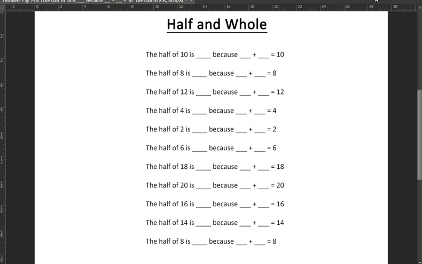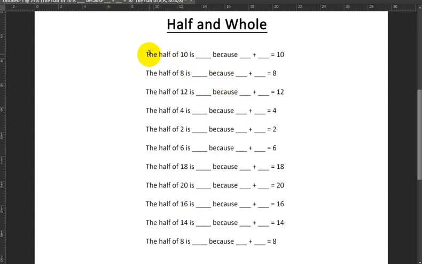Hello everyone, in this video we will continue practicing how to find the half and the whole. We're going to be doing some exercises today where we will be filling in the blanks for some questions. We're going to start with these where we are basically looking for the halves of specific numbers. So, let's get started right away.